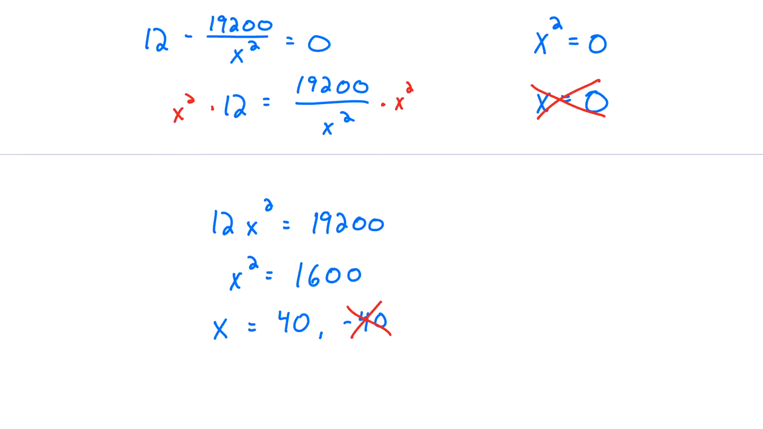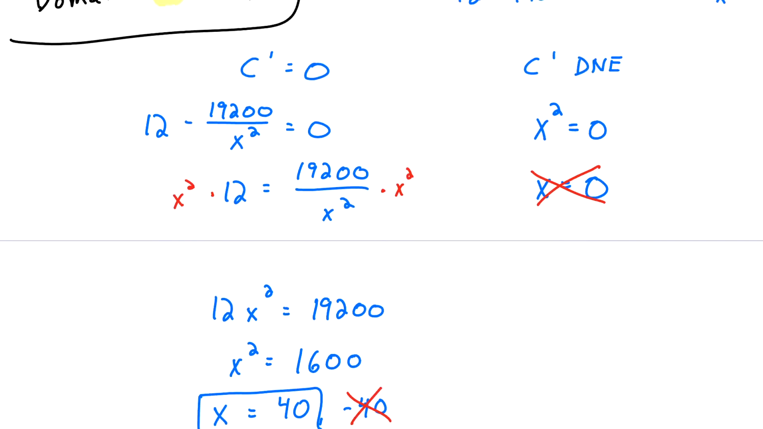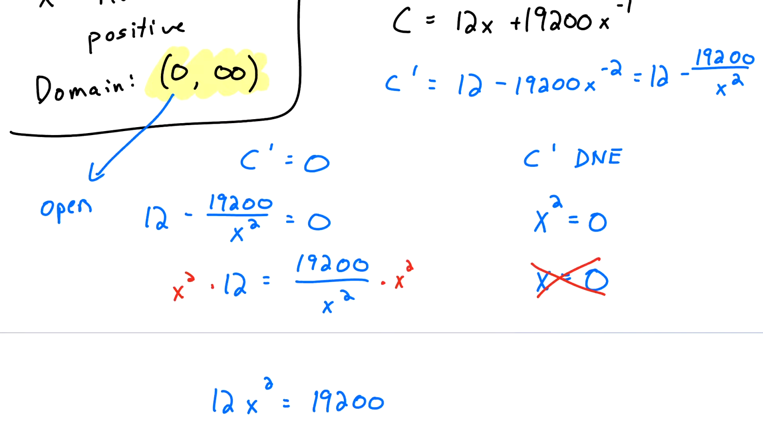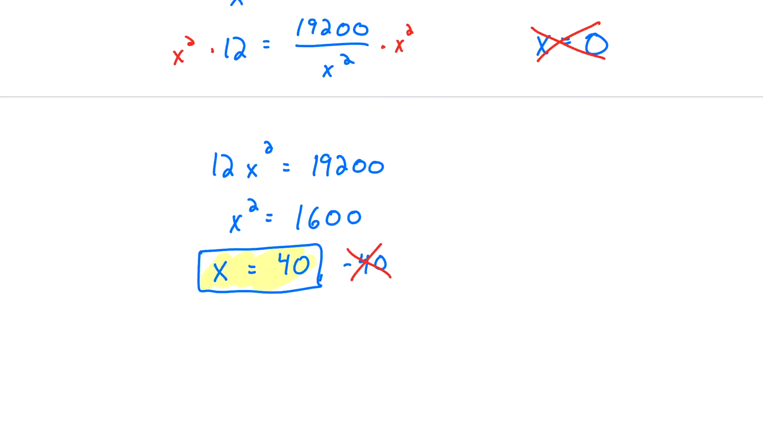So that means we have our one single critical number of x equals 40. How I proceed with this then depends on whether we have an open interval or a closed interval. So I'm going to look at my domain. We said our domain was 0 to positive infinity, and in this case, we have an open interval. So on an open interval, that means that we need to hopefully have exactly one critical number, which we do. We only have x equals 40.